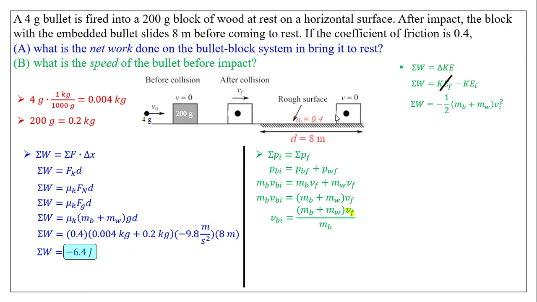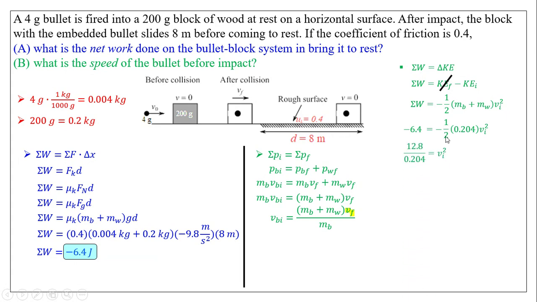Once again, it's an energy equation. Here, work is negative 6.4 because I already found that in part A. Here, 1/2 gets carried down. If you add up the mass of the bullet plus the mass of the wooden block, that gives you 0.204, and then VI squared. And so as you can see, the only term I don't know is my VI squared.